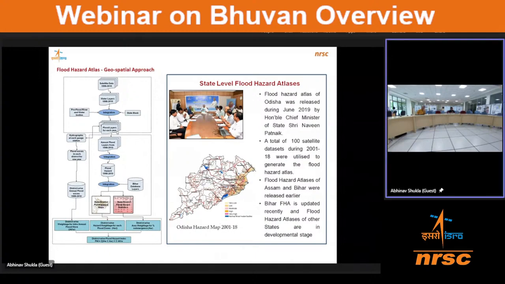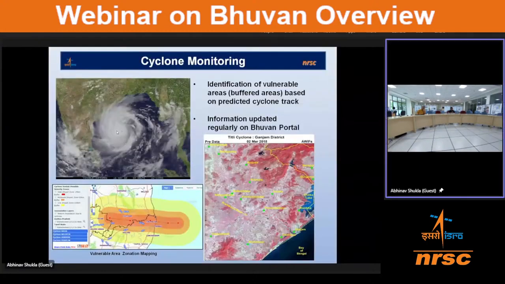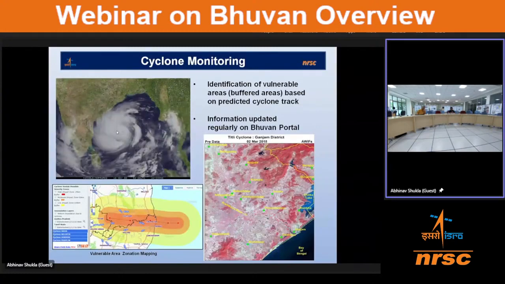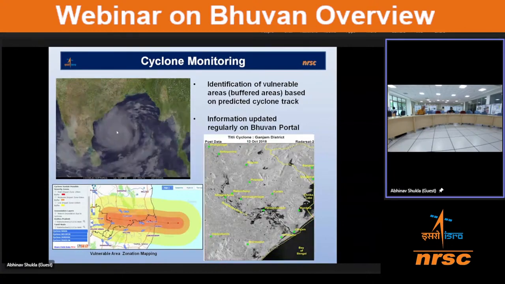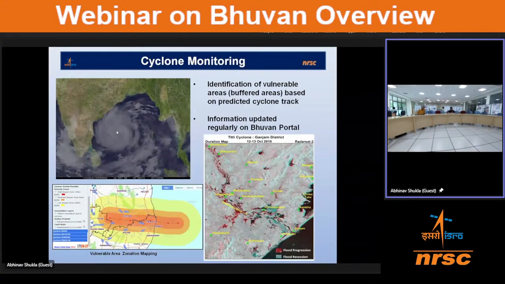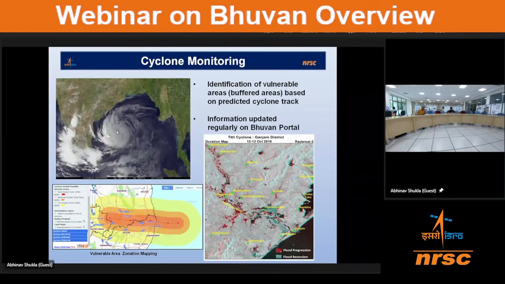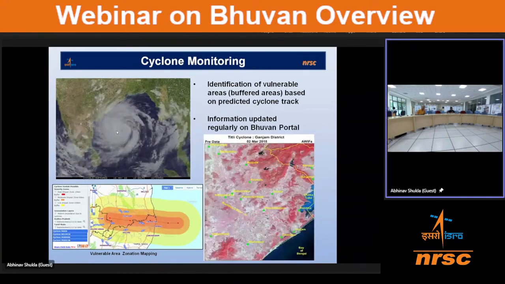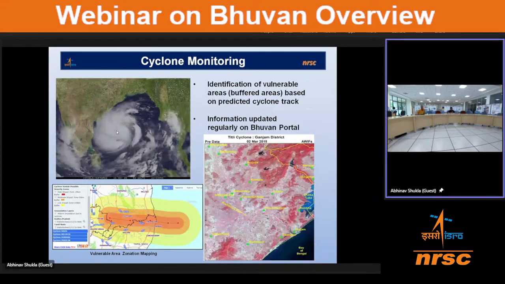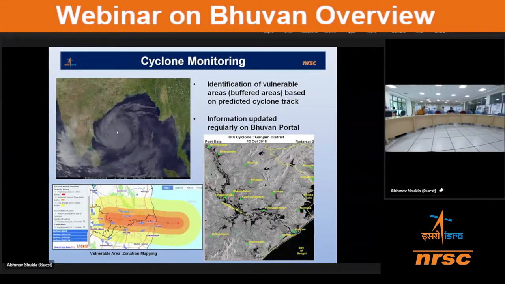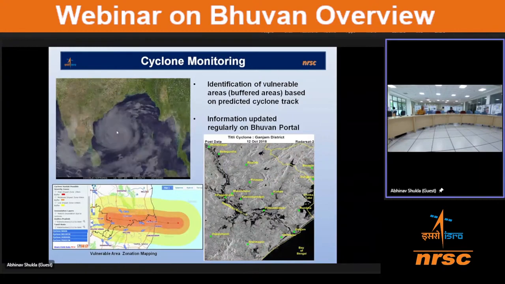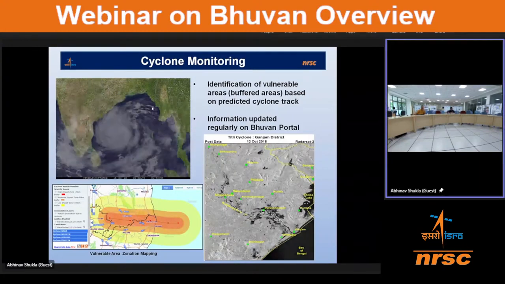As far as the cyclones are concerned, we also monitor the cyclones. The tracks provided by various agencies like JTWC, IMD, as well as MOSDAC are populated on Bhuvan to tell you the kind of severity zones which are near the track of the cyclone. And this basically helps the state administration in planning the evacuation over a particular area. And once the cyclone strikes, we also provide pre and post images to understand the overall impact of the floods that have happened.